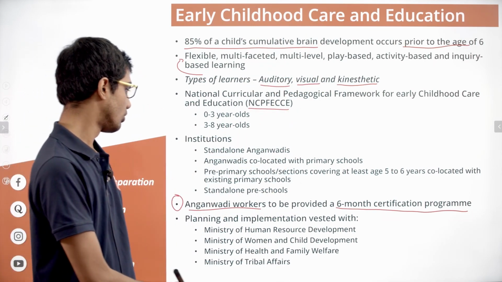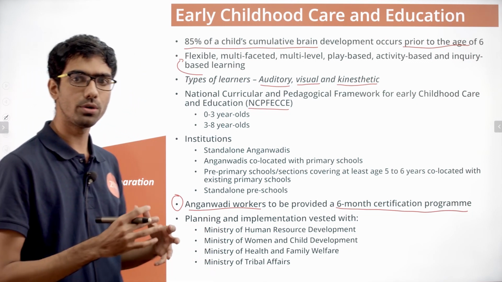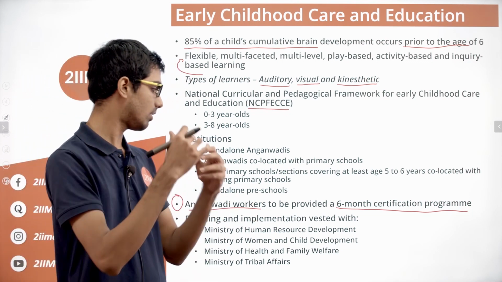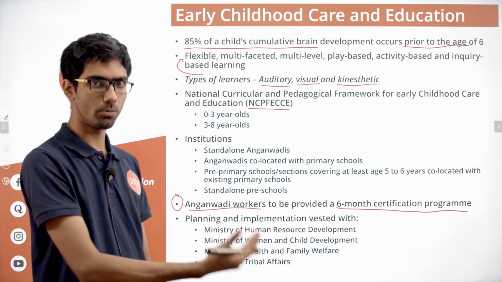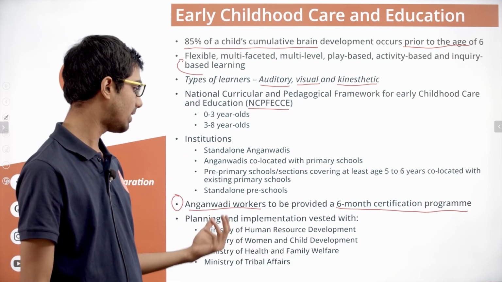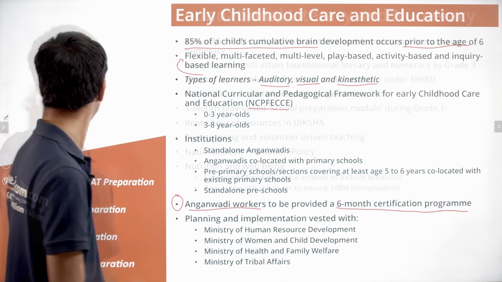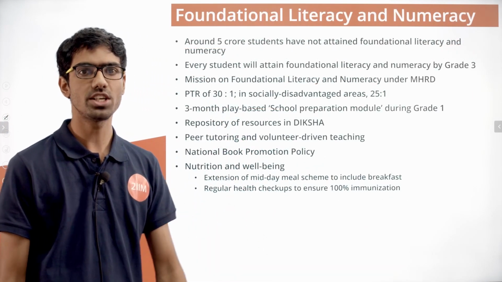Yeah. So next, these are the 4 ministries that are going to implement the ECCE part of the policy. So the first is MHRD, or Ministry of Human Resource Development, Women and Child Development, Health and Family Welfare, and Tribal Affairs. Yeah. So the second component is foundational literacy and numeracy.